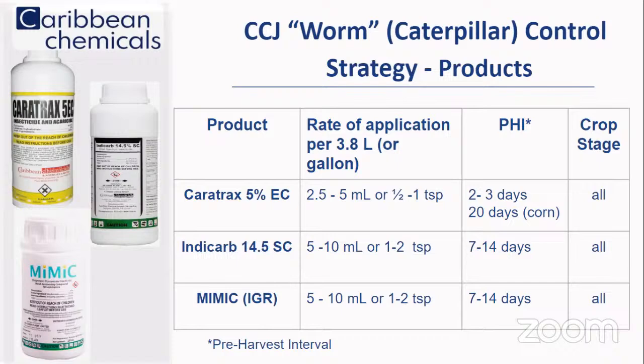So mixing rate is very, very important. And it is more detrimental to mix the chemical at a lower dosage than overdose. I'm not saying that you should mix it overdose, but it is more detrimental to you and your farm to mix any chemical at a lower rate than specified on the bottle. All right?